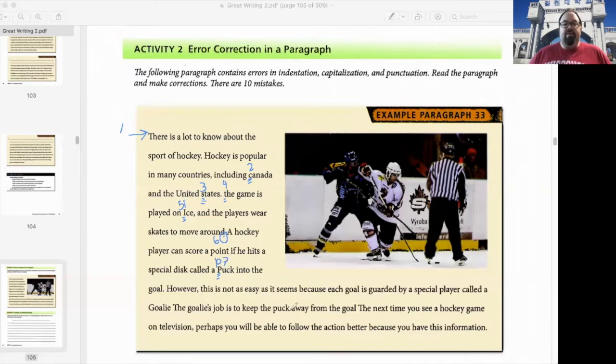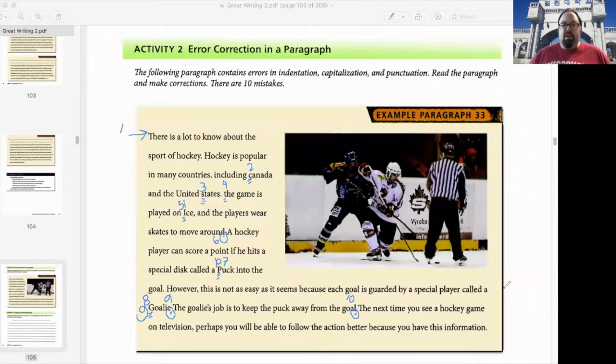However, this is not as easy as it seems because each goal is guarded by a special player called a goalie. Goalie might be a special player, but he's not so special that he needs a capital G. So that should be a small g. And that is number 8. Number 9 is right next to it. We're missing our period here. That's number 9. And there should be one more. The goalie's job is to keep the puck away from the goal. Okay, same thing. Missing a period. And the rest should be okay. That's number 10.